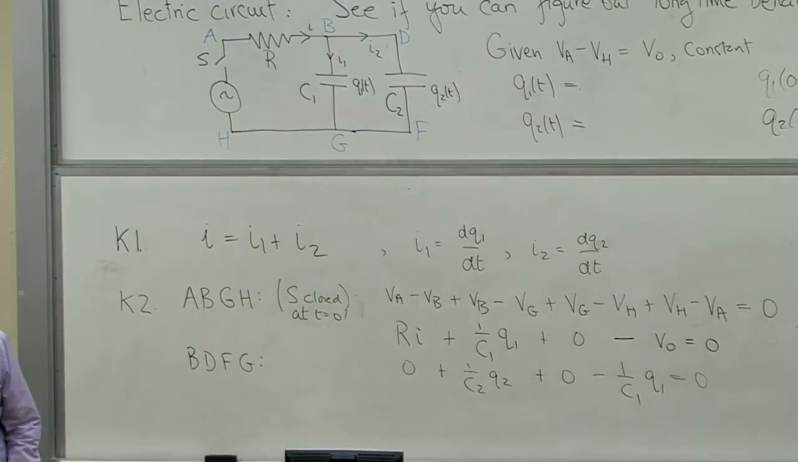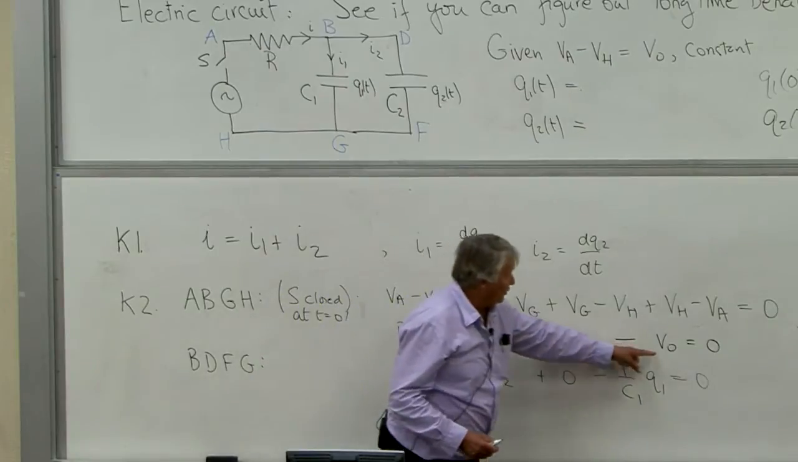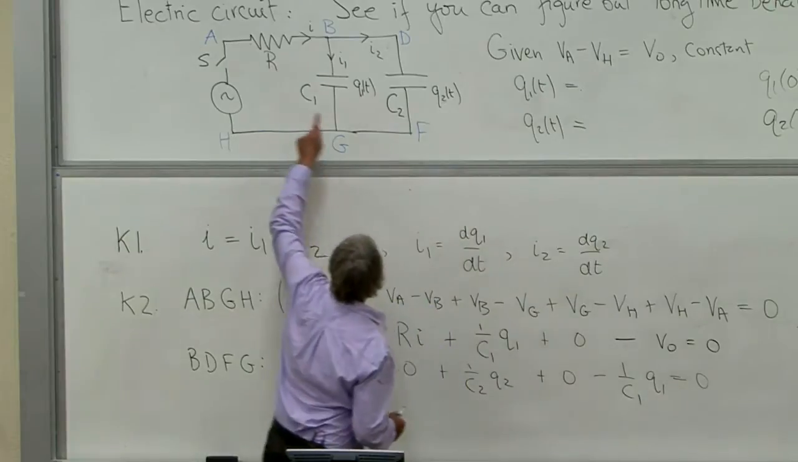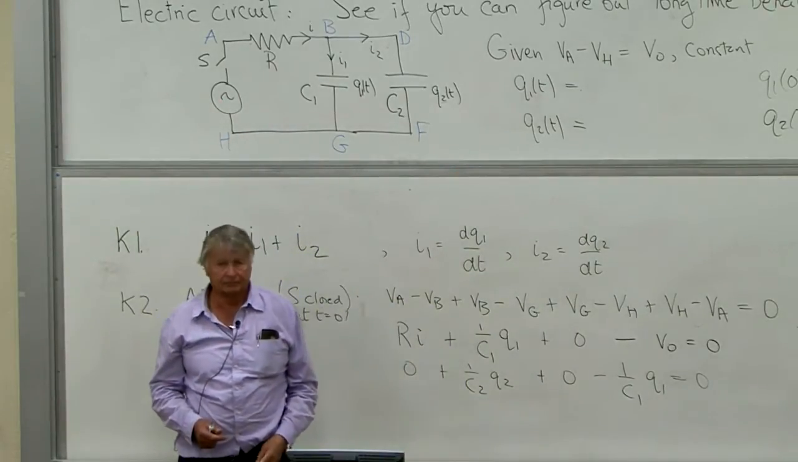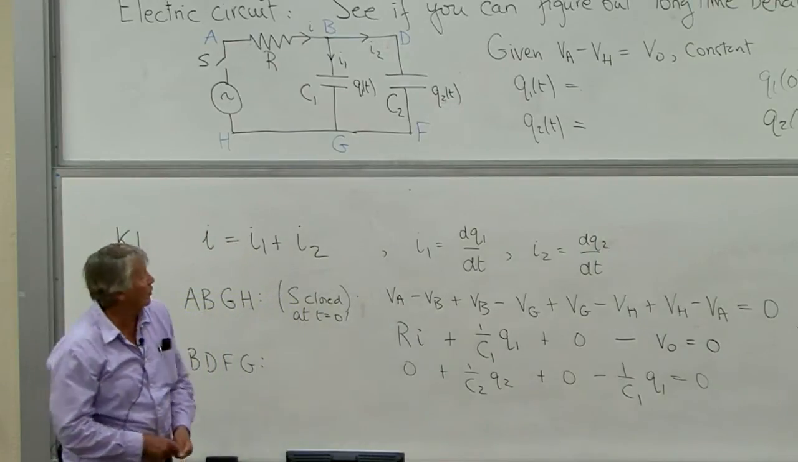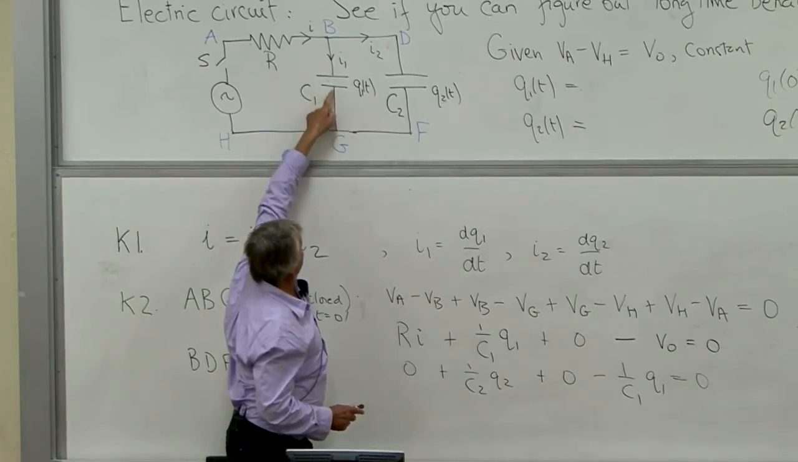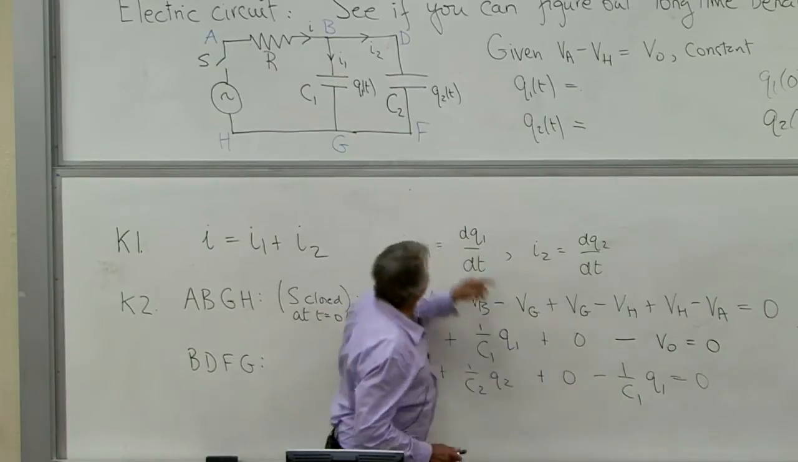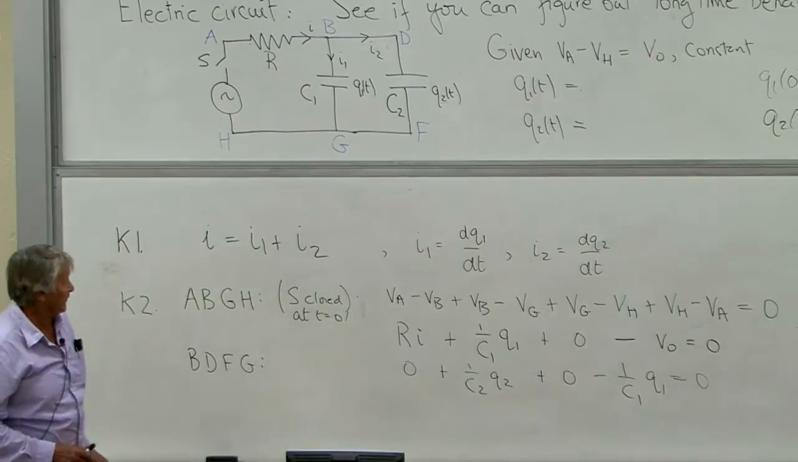Yes? I'm sorry, why is it minus V naught or minus Q1 over C1? Okay. It's minus V naught because it's VH minus VA. But you're told that the voltage drop VA minus VH is plus V naught. Likewise, here, the current is running this way, so the charges will be pluses and minuses like that. So the voltage drop going this way would be the negative.